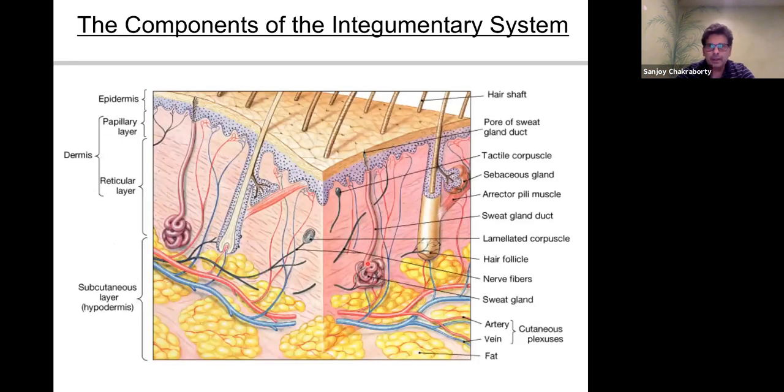So this is the microscopic structure of the skin. Now this structure will help you to understand all the different parts of the skin. So first, let me explain here and then we'll go in detail. So this part right over here, that's a stratified squamous layer. So there's epidermis from here to here.